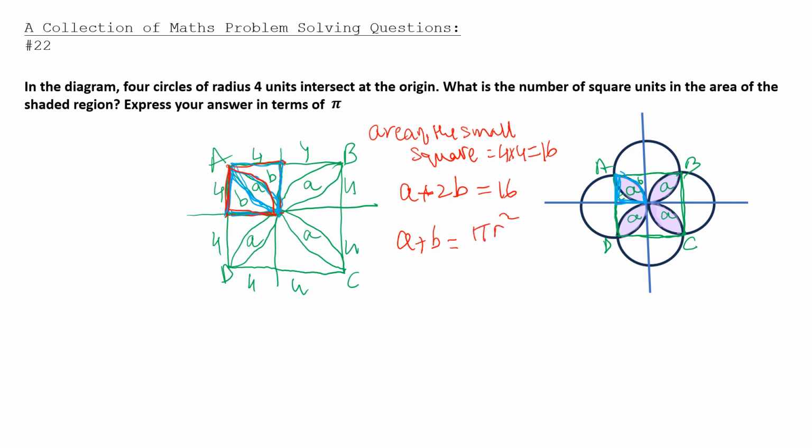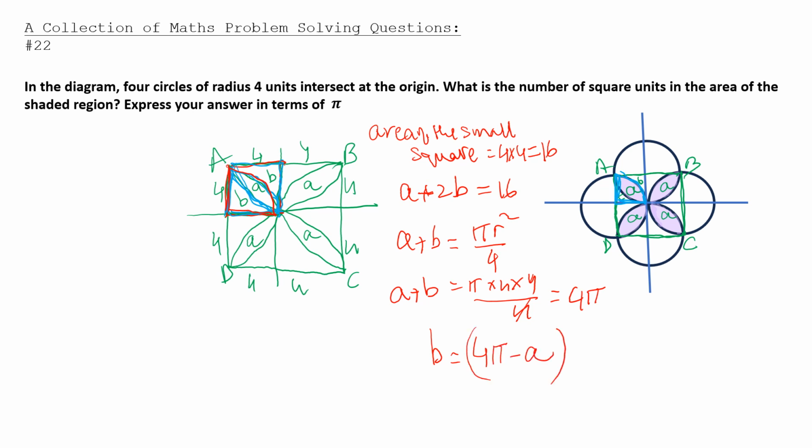Area is pi r squared out of 4, in this case r is 4, so I can write pi times 4 times 4 out of 4. That gives me 4 pi, and that is A plus B. So A plus B is 4 pi. Or I can say that B equals 4 pi minus A, because B is the unknown, we are not interested in B, we want to find A.